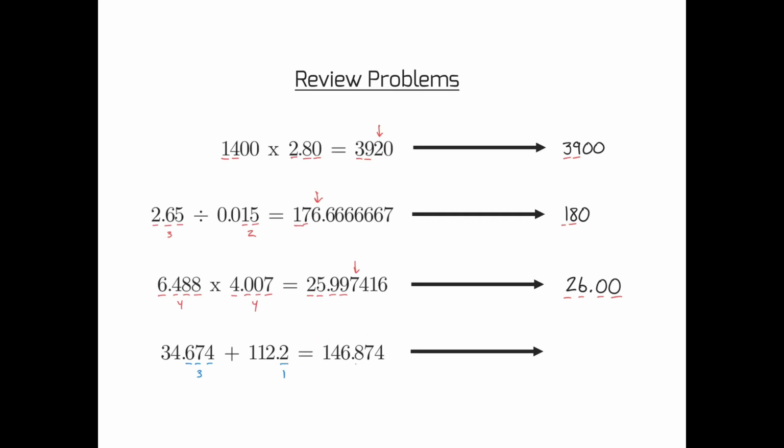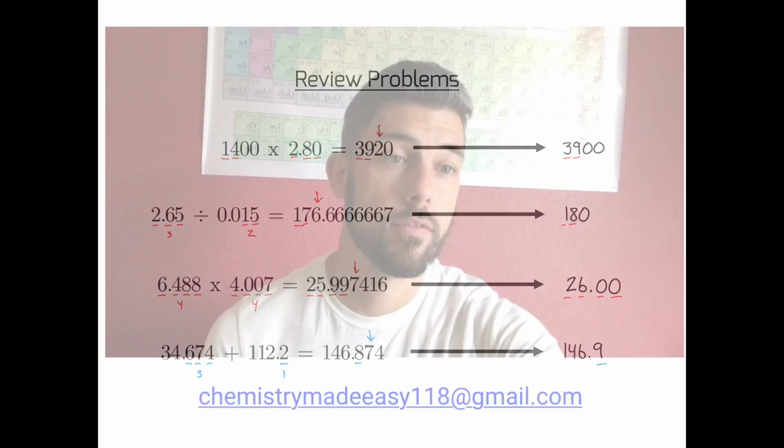We count off 1 decimal place. We have a 7 here, which is bigger than 5, so this 8 is going to round up to 9. And what we get is 146.9, which has just one decimal place.